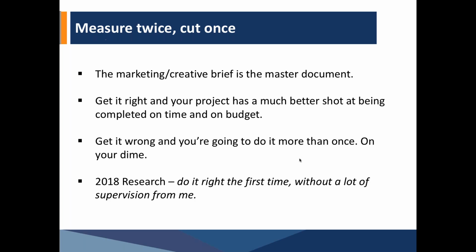So this came out of this year's research where clients said the number one reason why they give work to an agency as opposed to keeping it in-house, or as opposed to giving it to an agency and deciding the agency is ill-equipped to do the work and bringing work in-house that they would have left with the agency, is this sentence: I need you to do it right the first time without a lot of supervision from me. And for you to be able to do that, you have to know that you are headed down the right path in the very beginning.